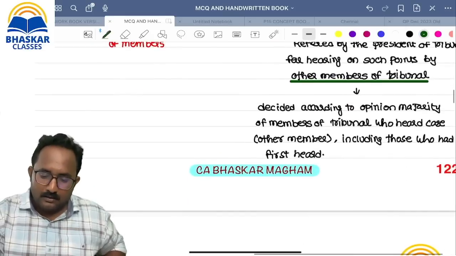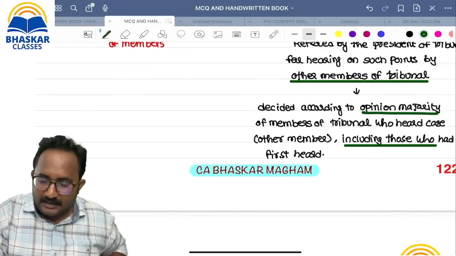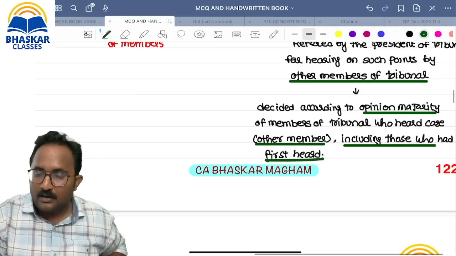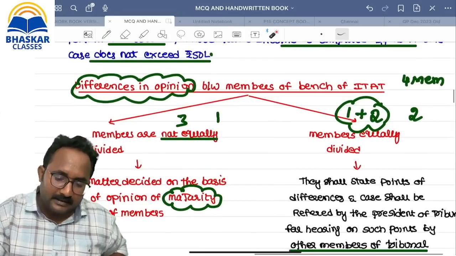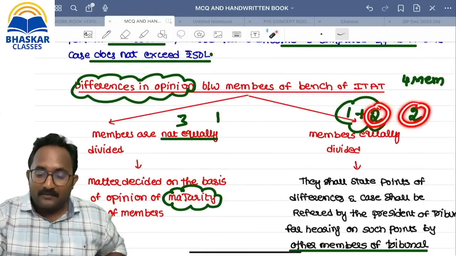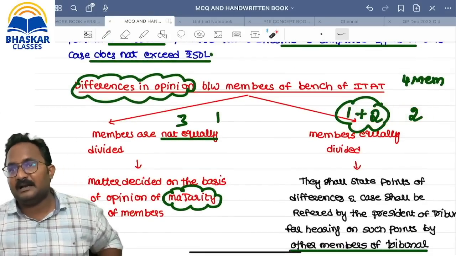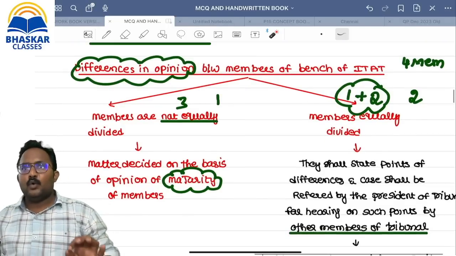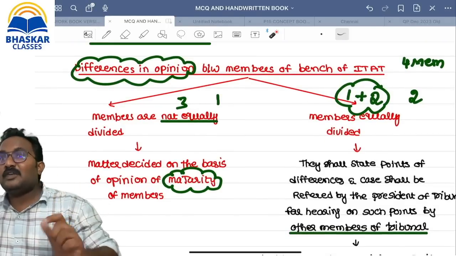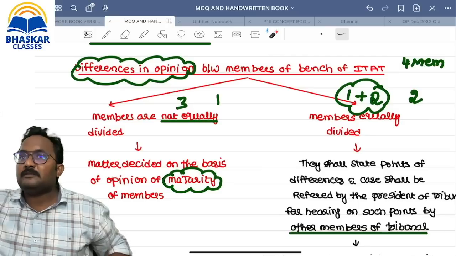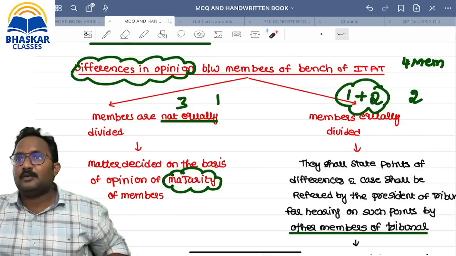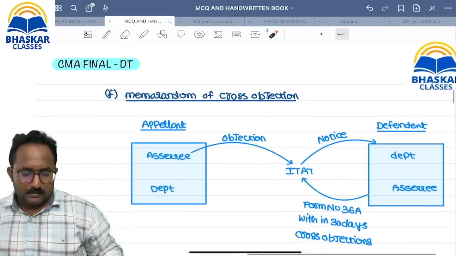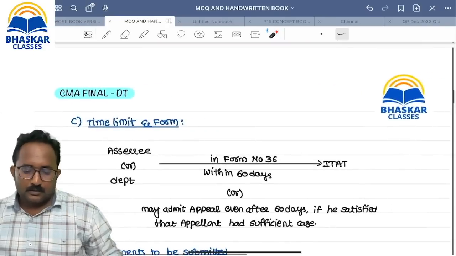So that only we refer. Remember, the opinion of the majority of the members who heard the case, including the other member. Who heard the case? These 2 and these 2. Now the other member is added to them. That's why the opinion of the majority will prevail here. This is an important concept, so you can write it easily. If equally divided, we can refer these points to any other member. The other member gives the vote to anyone, and that will prevail. Clear? Next.